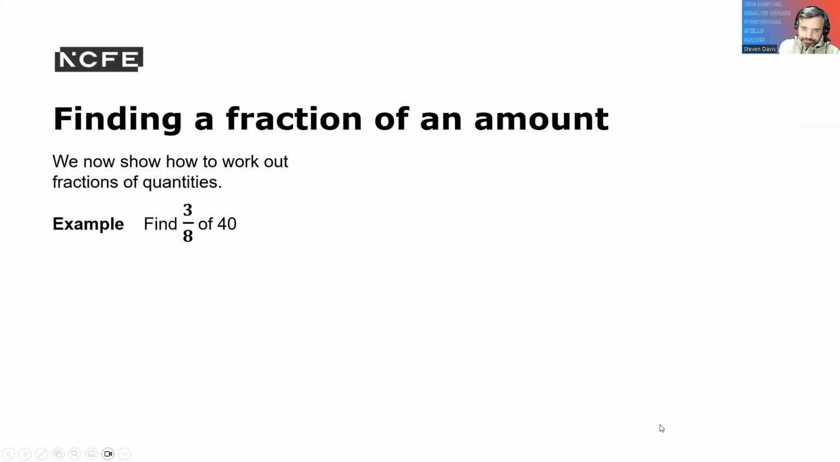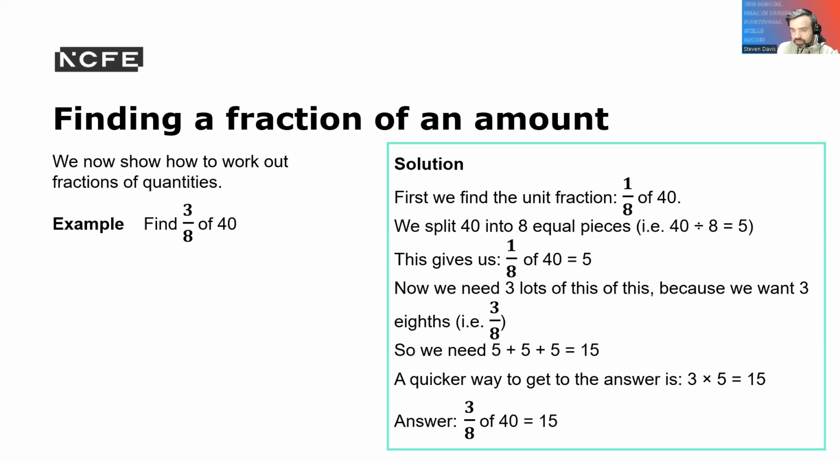So finding a fraction of an amount, we now show you how to work out fractions of quantities. For example, find 3/8 of 40. First, we find the unit fraction of 1/8 of 40. We split 40 into 8 equal parts, i.e. 40 divided by 8 equals 5. This gives us 1/8 of 40 equals 5.